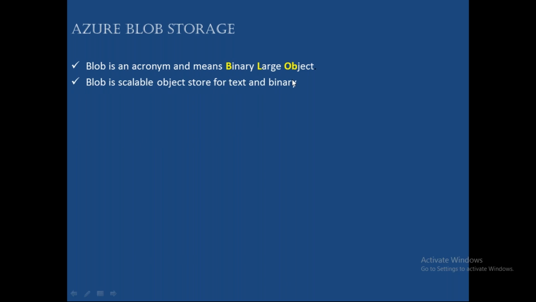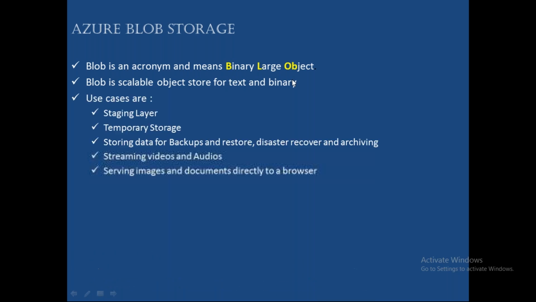Next, blob is a scalable object storage for text and binary data. We discussed that it's scalable. Next, use cases in real time, from whatever I came across, so I am just giving them here. We have used blob for the staging layer.